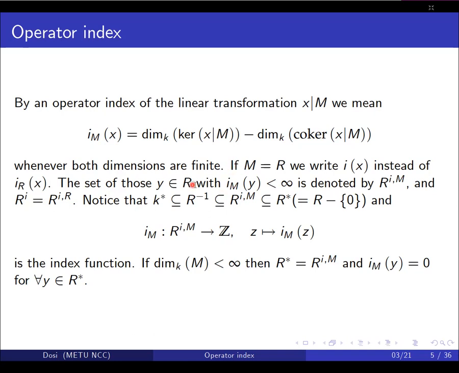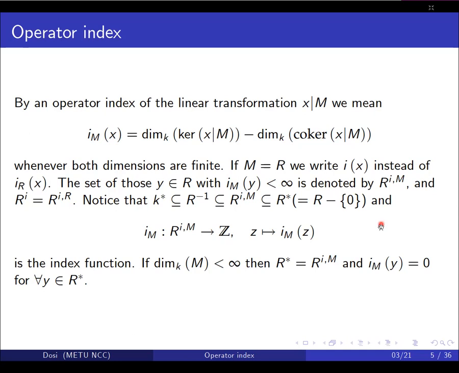So we can again select the set of those x where the index is finite. It makes sense. For example, the non-zero elements of the field, the invertible elements, are also inside this finite index case, and all of them are inside the non-zero elements of the ring. So overall the index is a function like that, a Z-valued function.